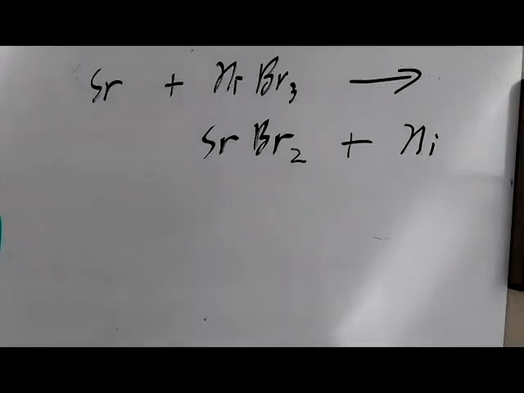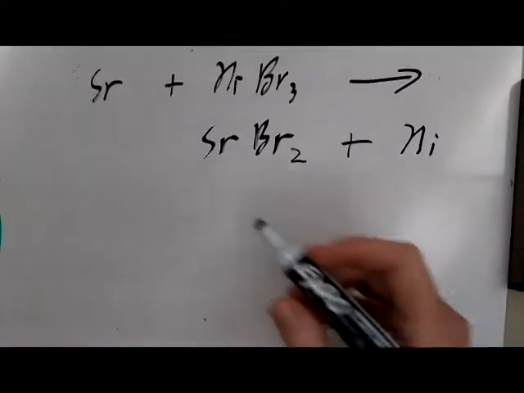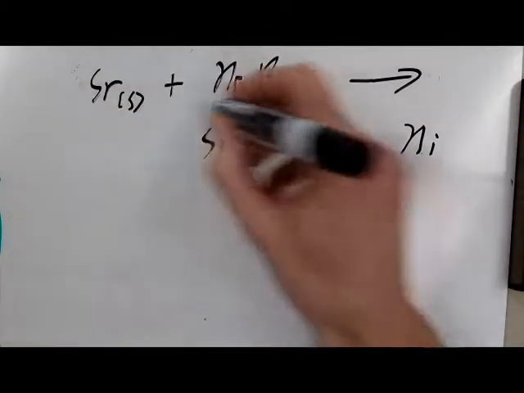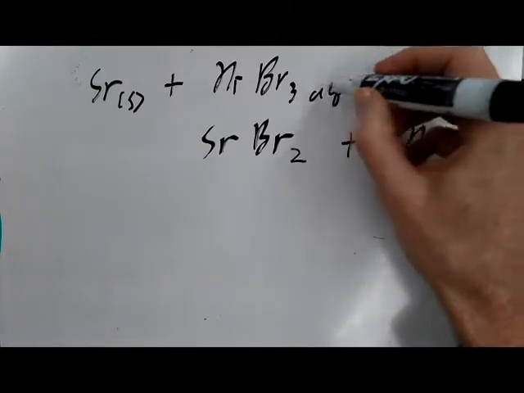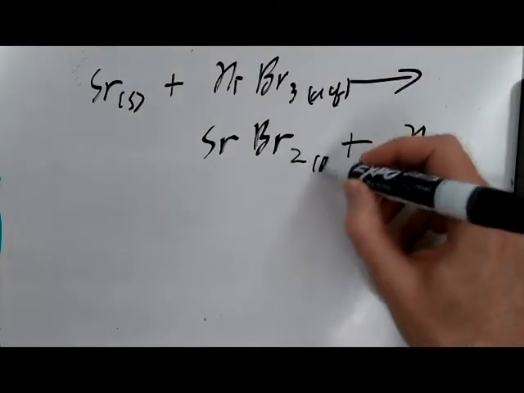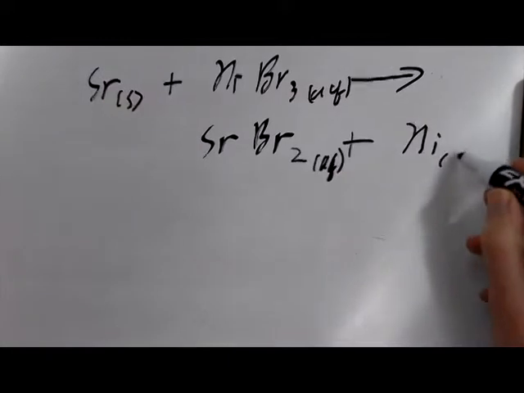So strontium plus nickel 3 bromide gives us strontium bromide and solid nickel. Now if we were to go back and put in the descriptors here, this is a solid, this is going to be aqueous, then this is going to be aqueous, and here's a solid.